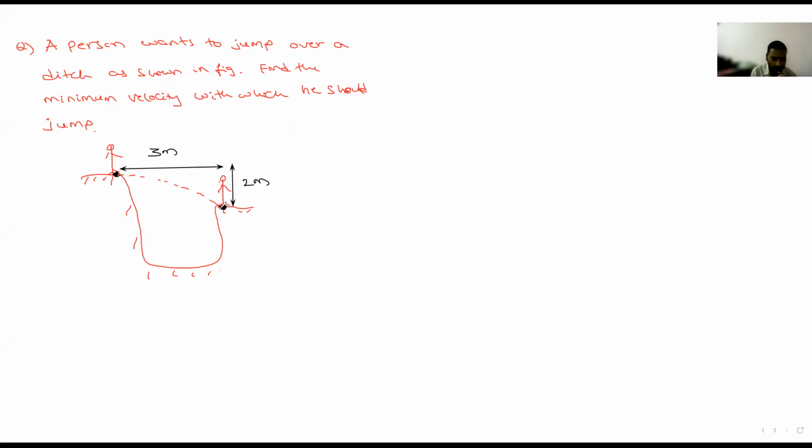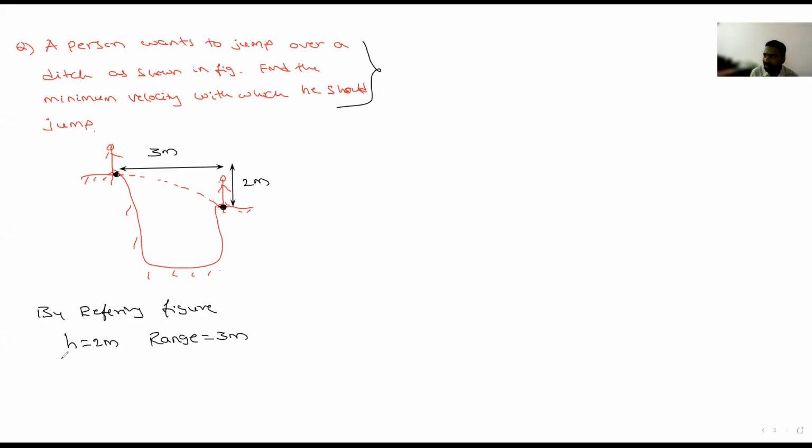Yes, very good. Can you tell me by looking at the figure what is given in the problem? By referring to the figure, h is given. What is h? 2 meter, in the vertical direction. And the range is 3 meter. This 3 meter is the horizontal range, R is equal to 3 meter.